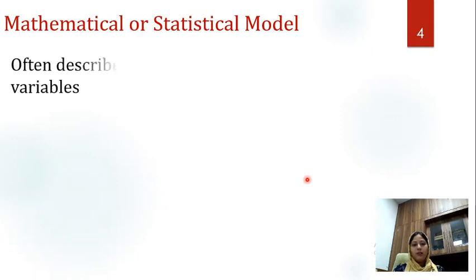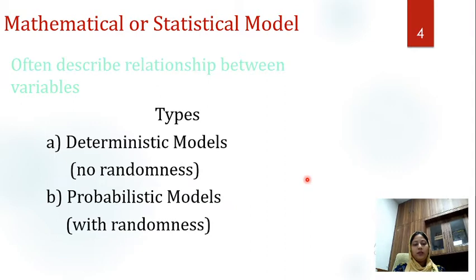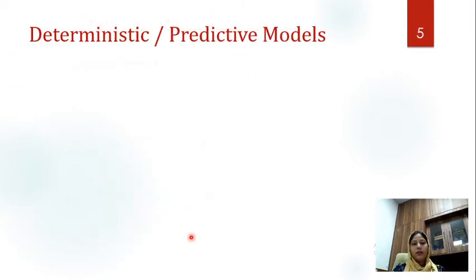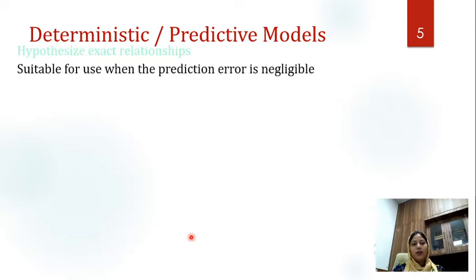Mathematical or statistical models often describe relationship between variables and are broadly classified as deterministic models, where there is no randomness, or probabilistic models, where there is some stochastic nature or randomness involved. Deterministic or predictive models hypothesize the exact relationships. They are suitable for use when the prediction error is negligible.